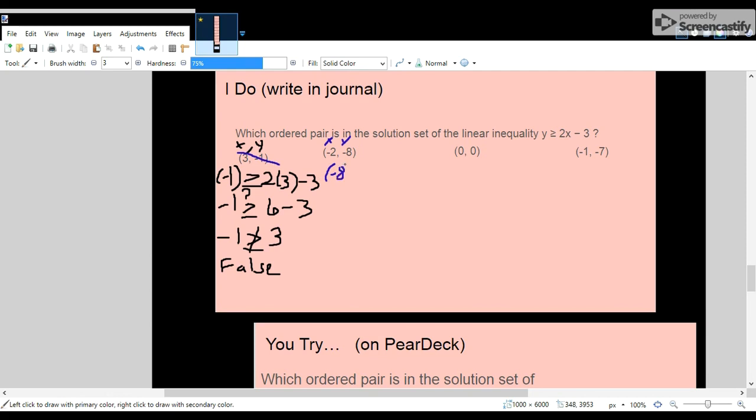-8, is it greater than or equal to 2 times -2 minus 3? So is -8 greater than or equal to -4 minus 3? No, -8 is not greater than or equal to -7, so that's also false.